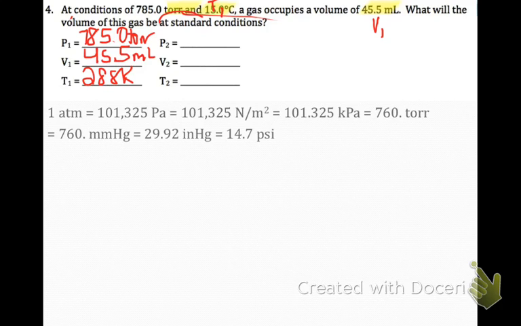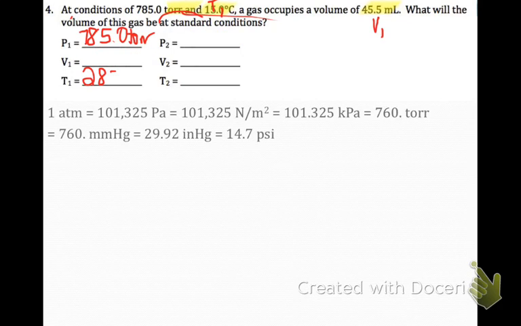Now I have P2 and T2. I know I want standard conditions, so my T2 will be 273 Kelvin. I'm not going to pick degrees Celsius because we don't do degrees Celsius here. I'm going to pick 1 ATM. I know I have a choice between ATM or KPA. I'm just going to do ATM here.